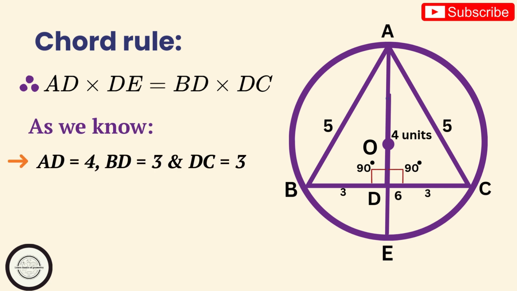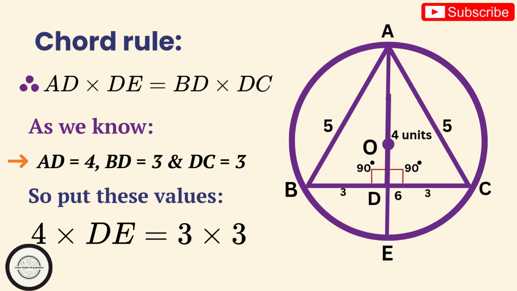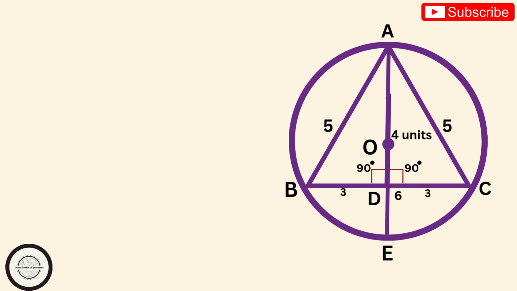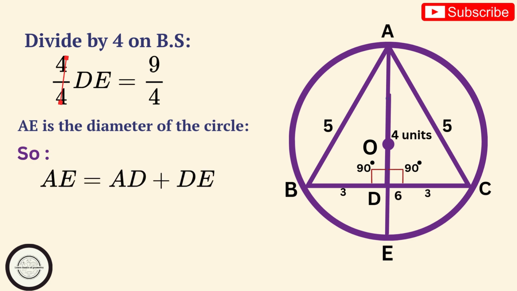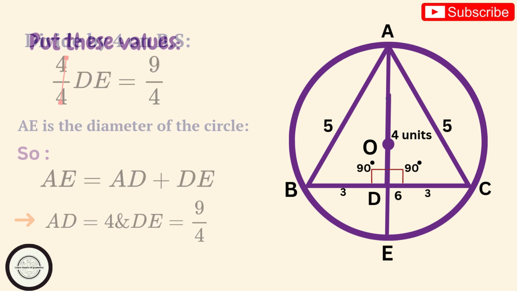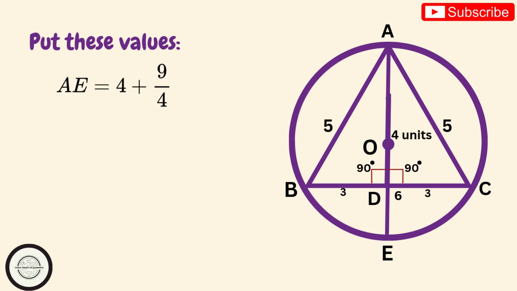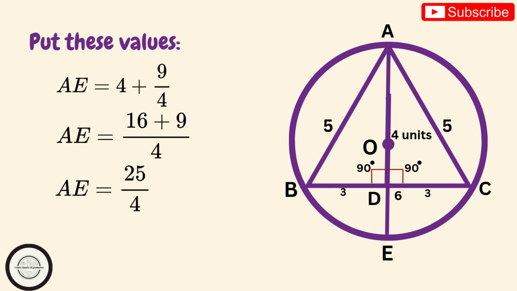We know AD is 4 units, BD is 3 units, and DC is also 3 units. So 4 times DE equals 9. Solving this, DE equals 9 over 4 units. Now, AE is the diameter of the circle. AE equals AD plus DE, which is 4 plus 9 over 4. That equals 25 over 4 units.